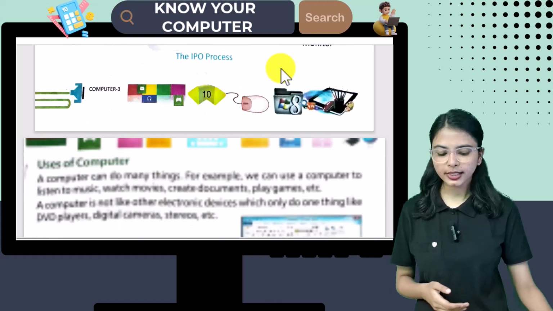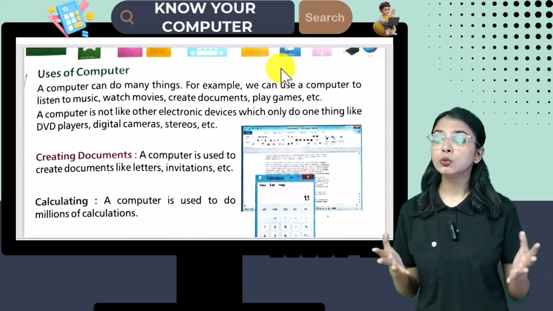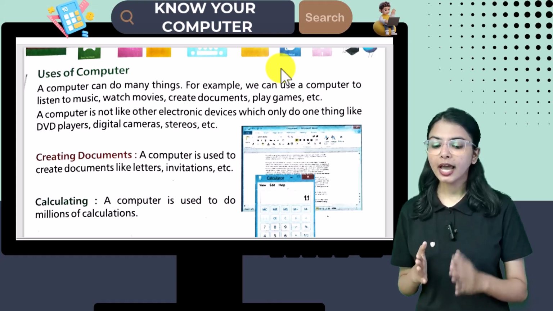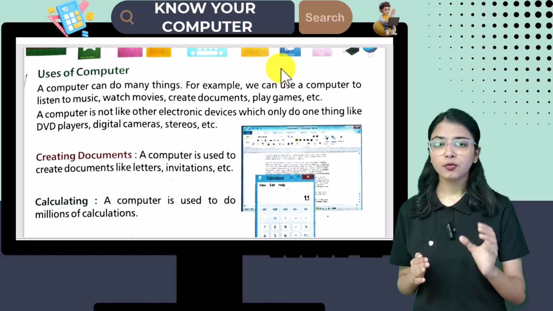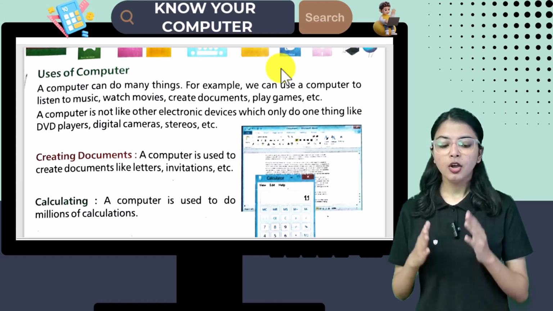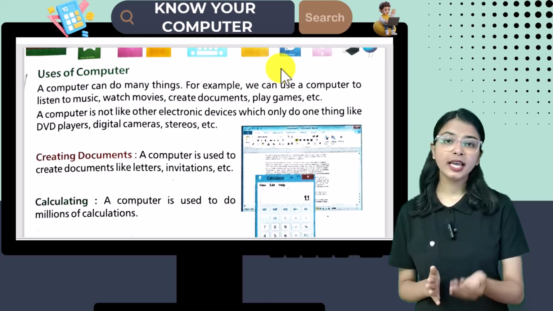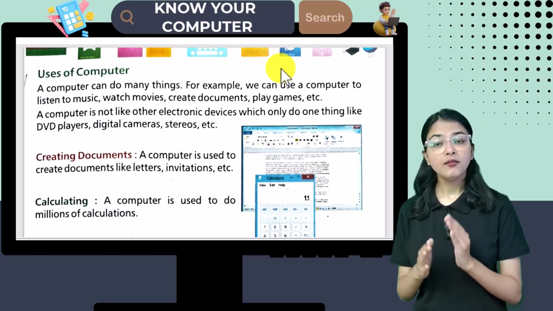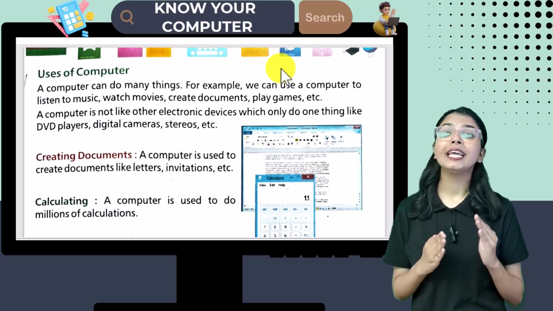Okay students, next is uses of computer. So what are the uses of computer? A computer can do many things. Okay, computer बहुत सारी टास्क परफॉर्म कर सकता है. For example, we can use a computer to listen to music. Okay, हम सभी कंप्यूटर से म्यूजिक सुन सकते हैं. We can watch movies. Okay, and create documents, play games, etc.